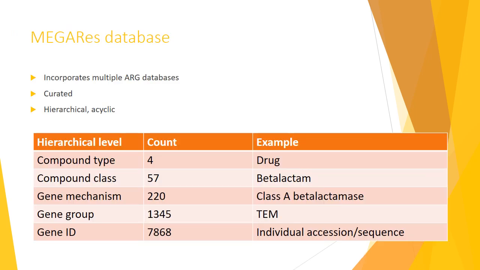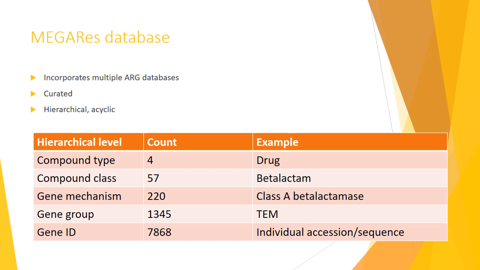Finally, a bit about the MegaRes database. MegaRes incorporates sequences from other ARG databases such as ResFinder, Argonaut, CARD, and NCBI, and is curated and annotated so as not to contain redundancies. It also organizes ARGs in an acyclic, hierarchical way, containing 5 levels. These levels are shown here, with counts as of the 2020 publication and an example entry.